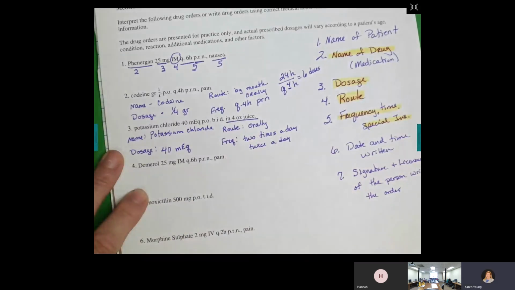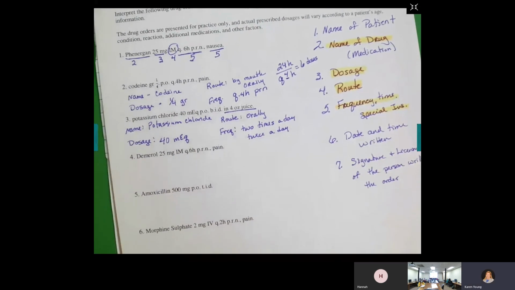Trust me, you don't want to take potassium chloride without something. It's nasty. My mother-in-law used to have to take it.